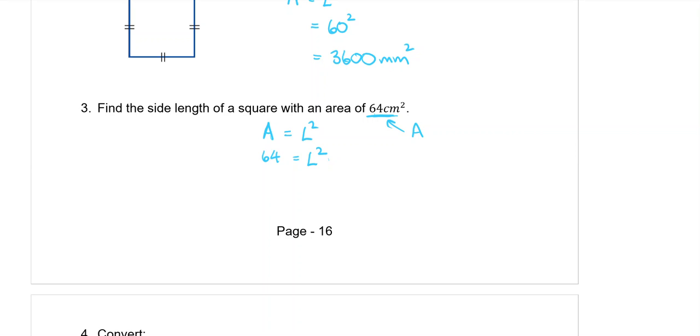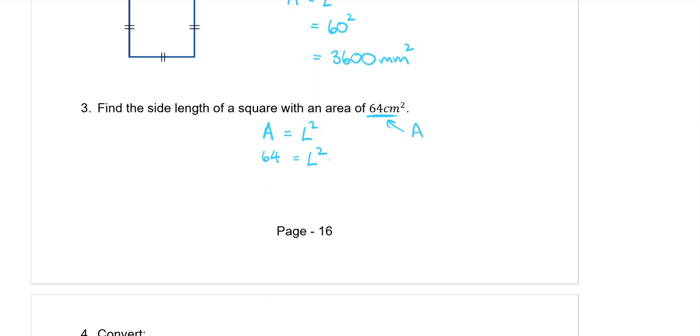Now you could do this by guessing. So you could say, what number times by itself gives 64? And you might think of 6 times 6 is 36. That's not big enough. 7 times 7 is 49. No, 8 times 8 is 64. So the answer is going to be 8.